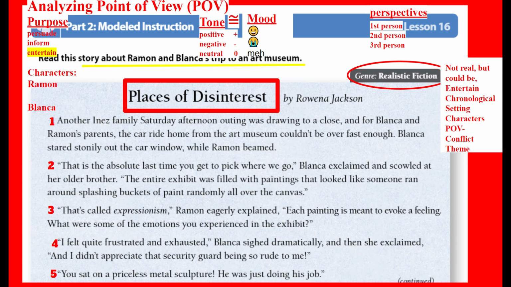All right, so I'm going to go ahead and read these 5 paragraphs out loud to us. So make sure you are following along with me.